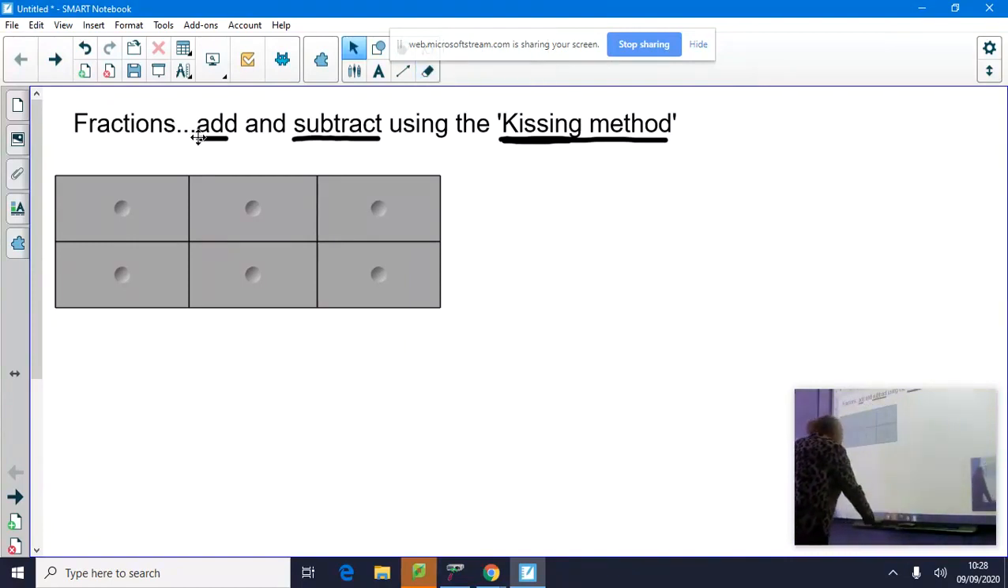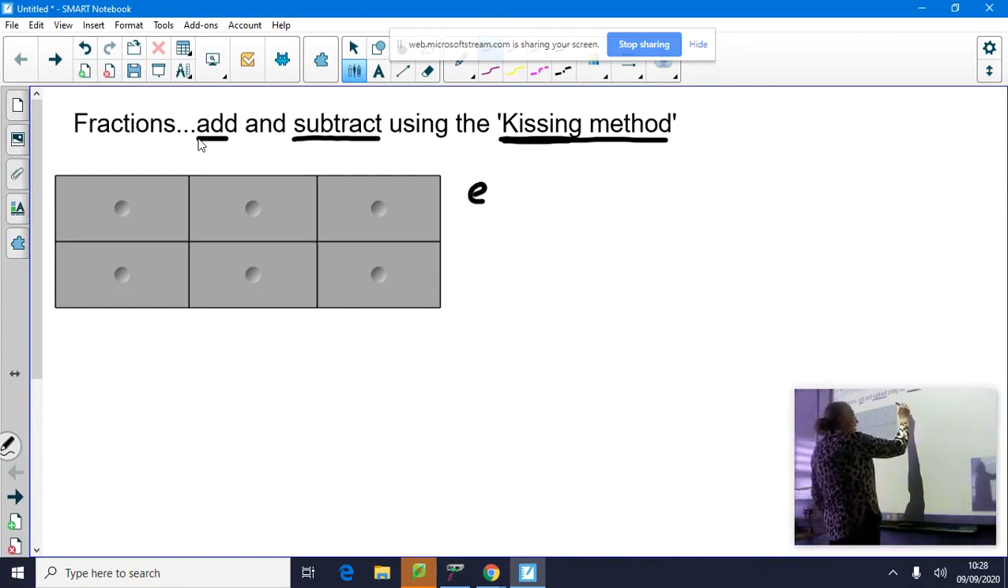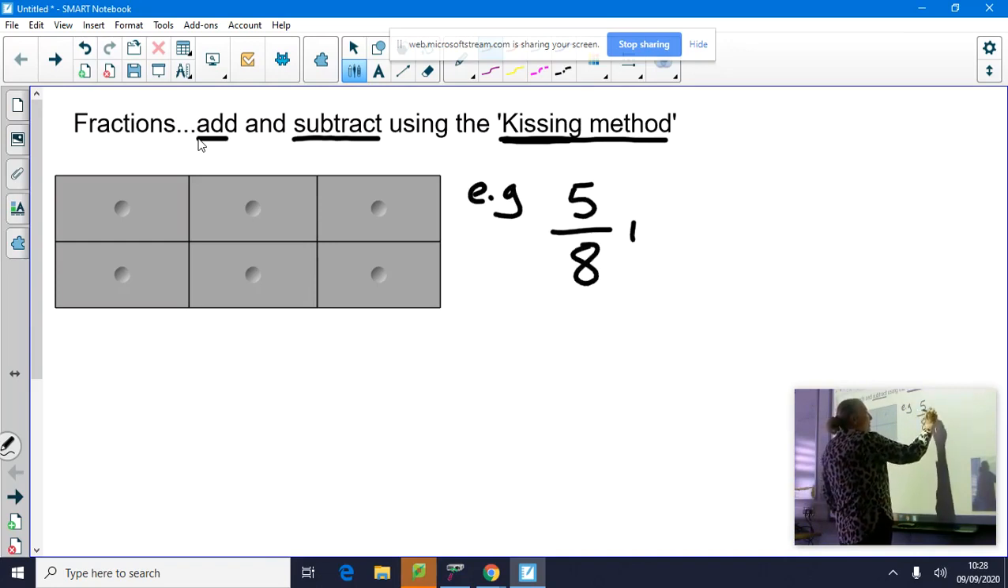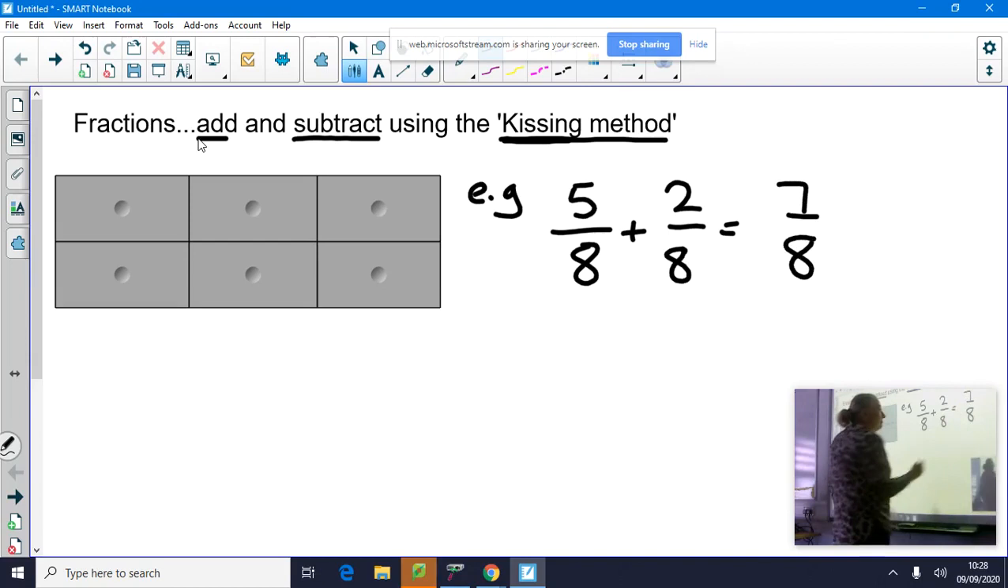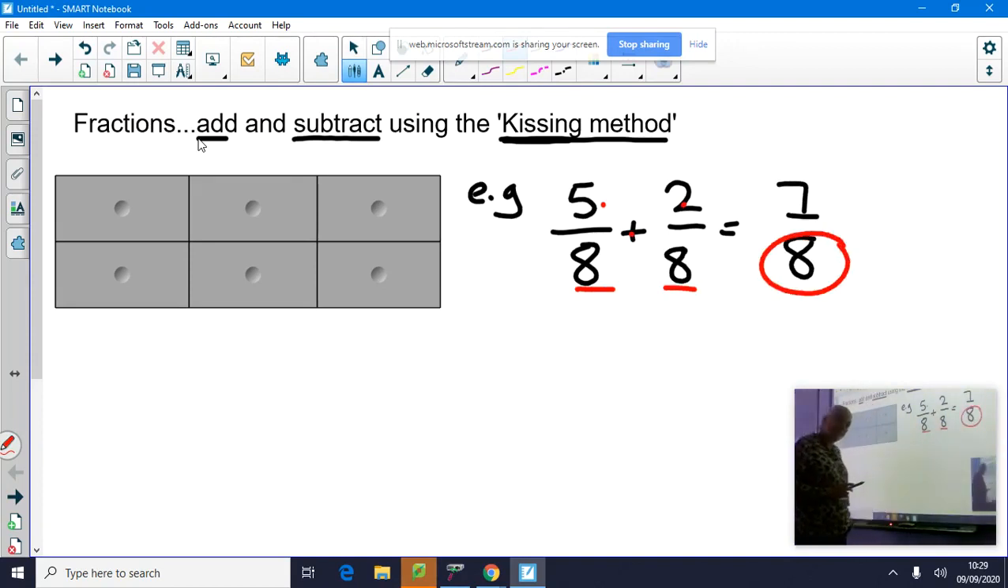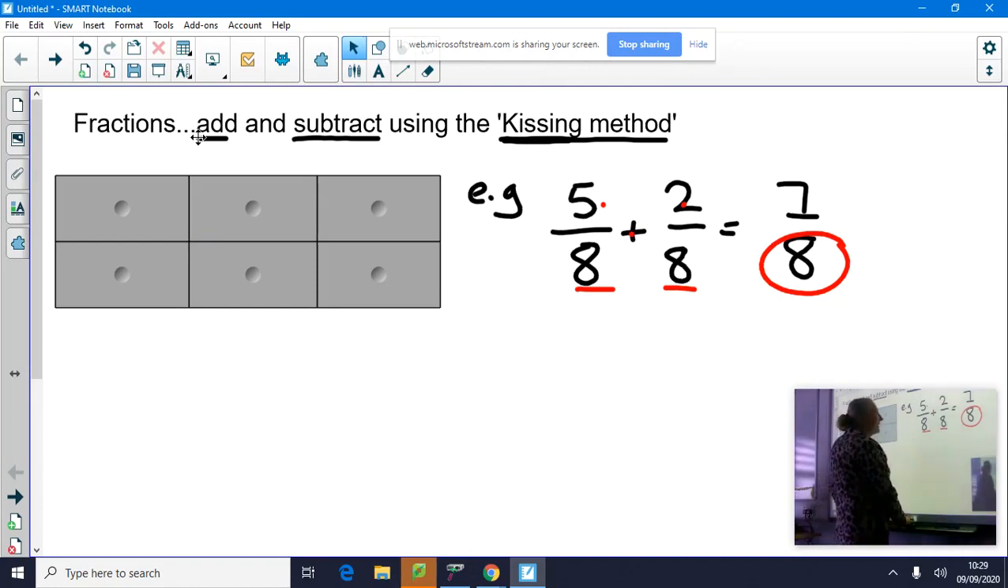Okay, let's look at add and subtract. If they are the same denominator as before, all we need to do is add the top. Lovely jubbly. So for example, same denominator, 5/8 plus 2/8 equals 7/8. Okay, 5 plus 2, 7. They are the same, so it stays the same. Okay, nice and easy.